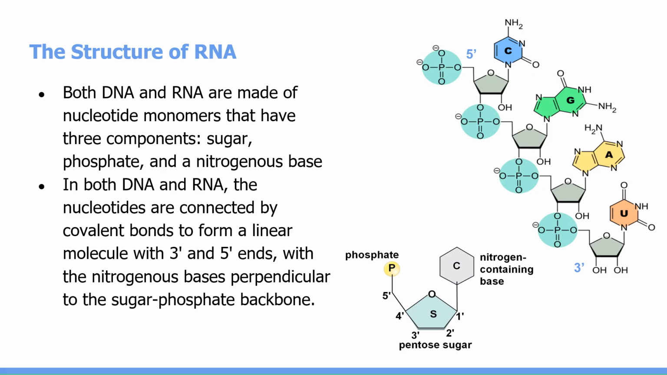RNA is a nucleotide just like DNA, and so we're going to see how they're both similar to each other on this slide. So they both have nucleotide monomers, and as a reminder, nucleotides are composed of sugar, phosphate, and a nitrogenous base. Now, those nucleotides are connected by a covalent bond called the phosphodiester bond, and it links them together with the 3' and 5' end of the nucleotides, with the nitrogenous bases perpendicular to the sugar phosphate backbone.